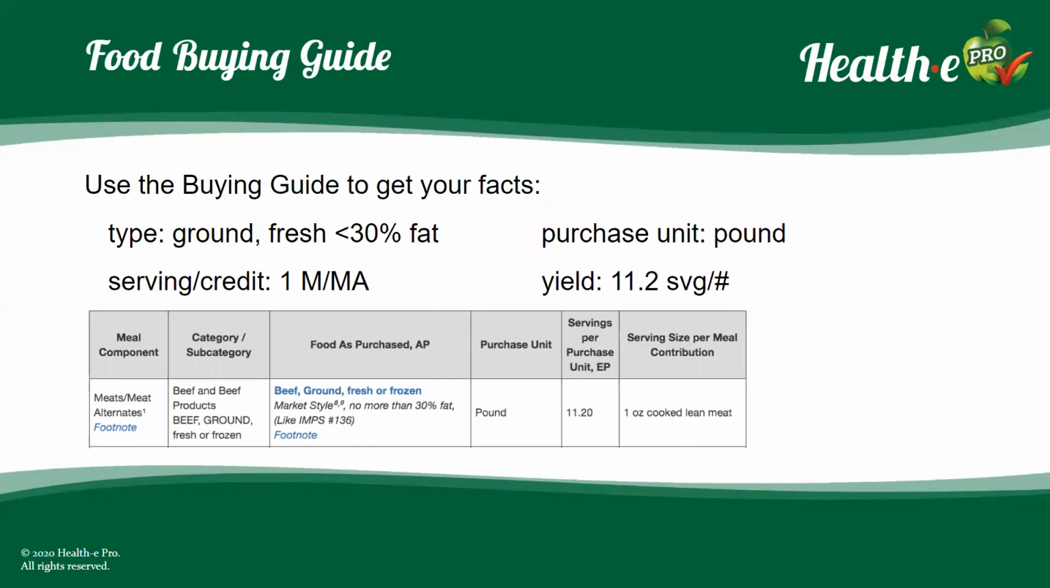Then the serving size for meal contribution. This is the amount needed for the crediting of the final portion. This must be in a consumable form. And finally, servings per purchase unit, or the yield. This is how many final servings you will get, which is the yield, out of one purchase unit. In this case, for every pound or 16 ounces of raw ground beef, you will get 11.2 1-ounce portions of cooked ground beef, or 11.2 cooked ounces.